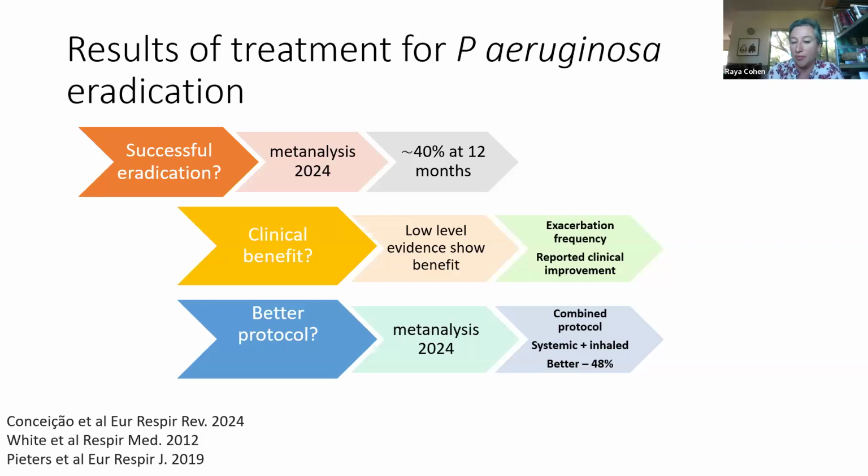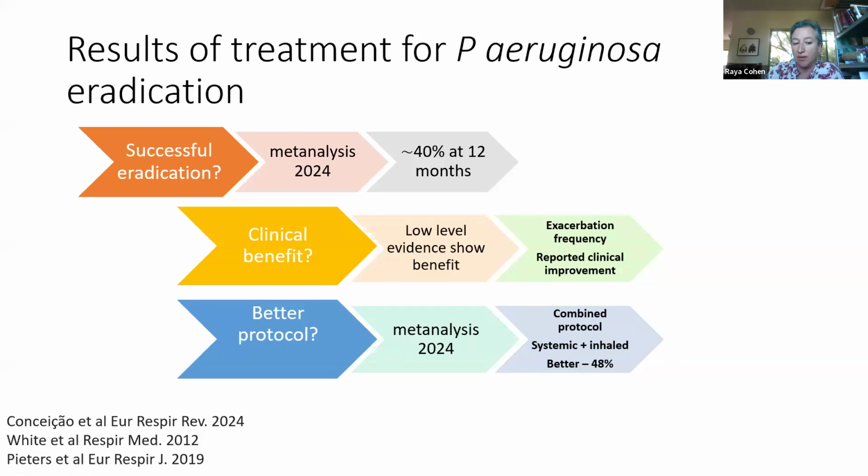What about the clinical benefits? We have less evidence, and we have a low level of evidence showing benefit, and that is an exacerbation frequency going down and reported clinical improvement. But again, these are lower level of evidence. And what about the different protocols?